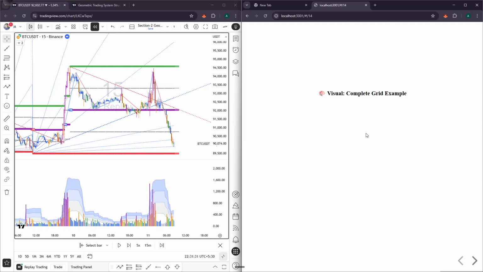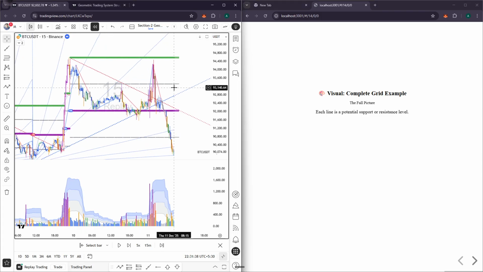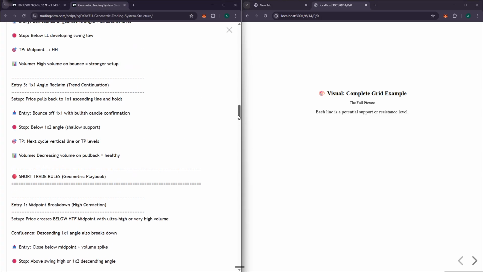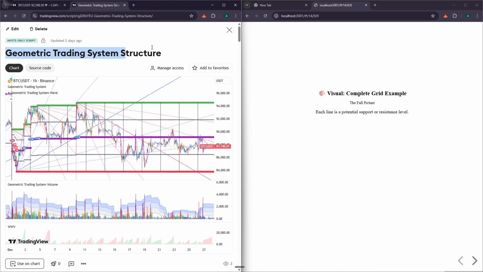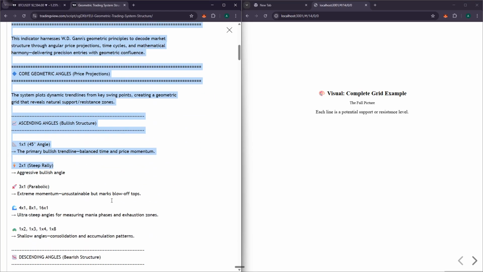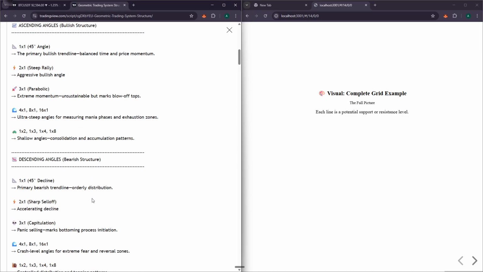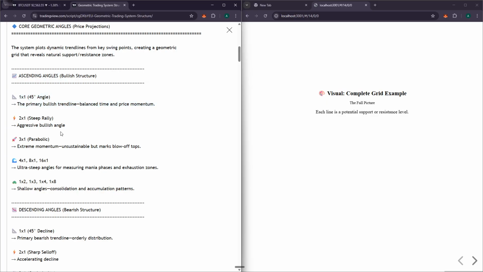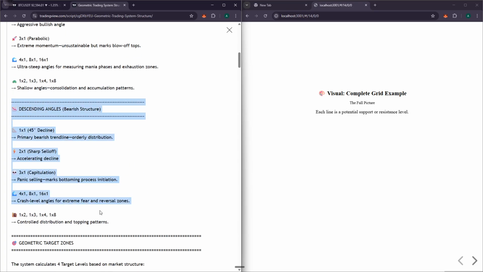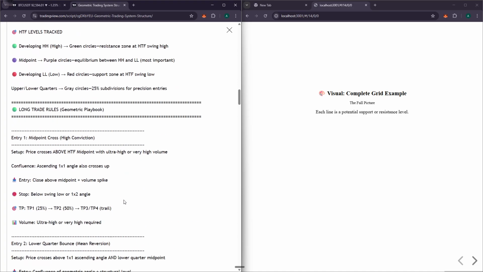So let's do a visual complete grid example. Each line is a potential support and resistance, as I showed you. If you come here, the description of this indicator, you can see these, and you can read about it. You see all these angles: 1 by 1, 2 by 1, 3 by 1, 4 by 1, 8 by 1, 16 by 1, and then shallow angles, descending angles. All these are very important.